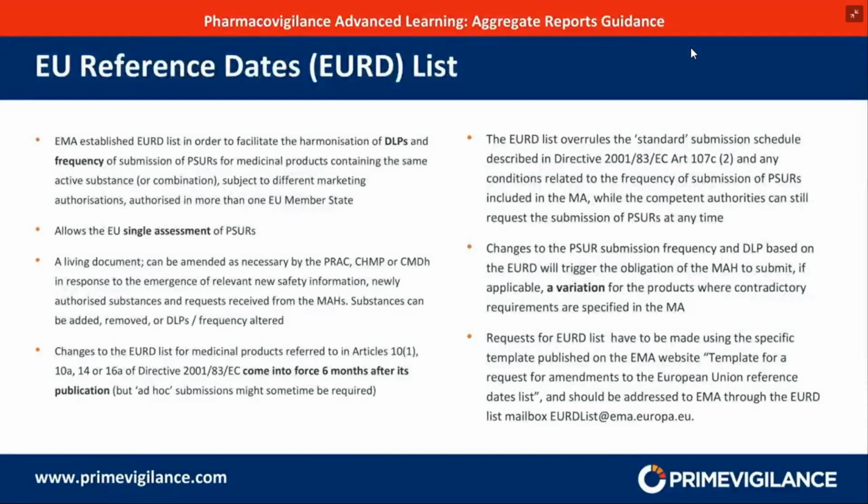This list of union reference dates is a living document and can be amended when needed based on a risk-benefit approach. Changes to the list may be applied for legitimate reasons, such as if new information becomes available that might have an impact on the risk-benefit balance of the active substance or combination of active substances, or any potential impact on public health.